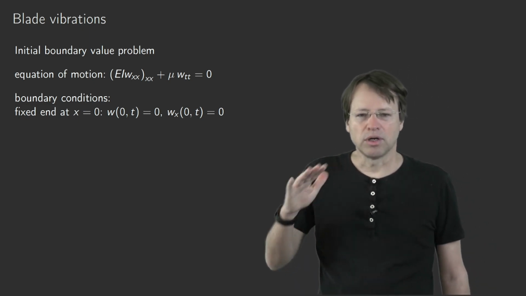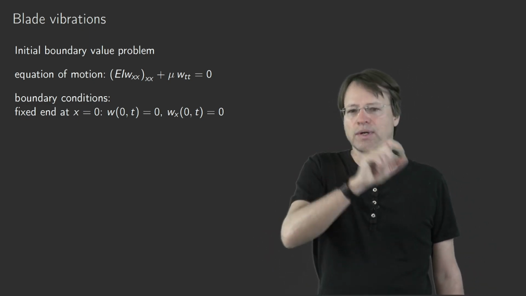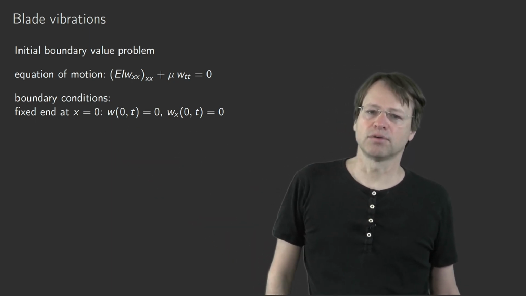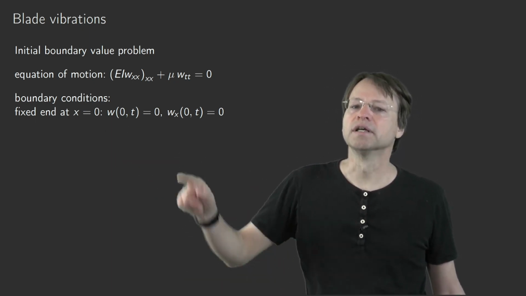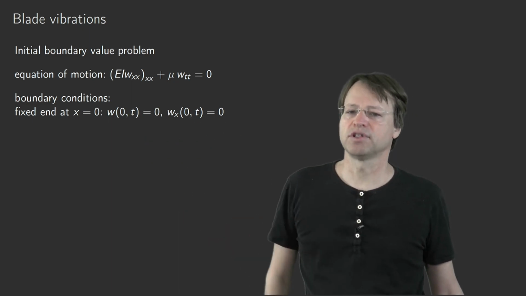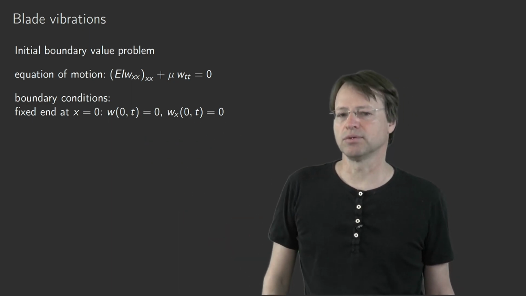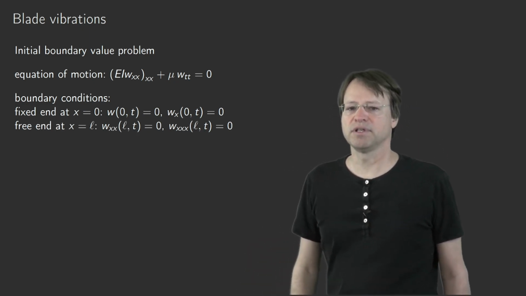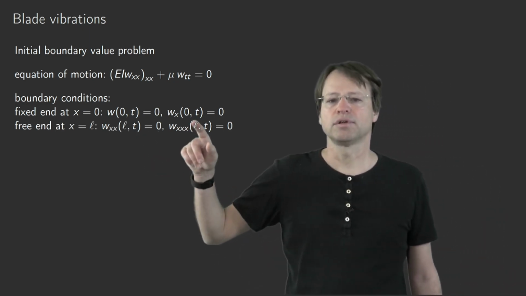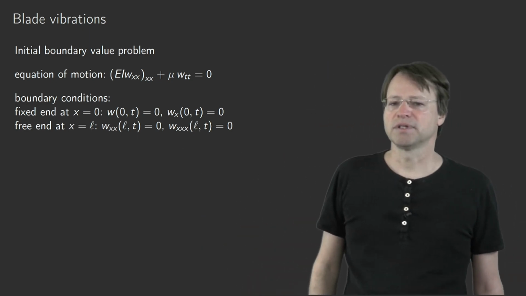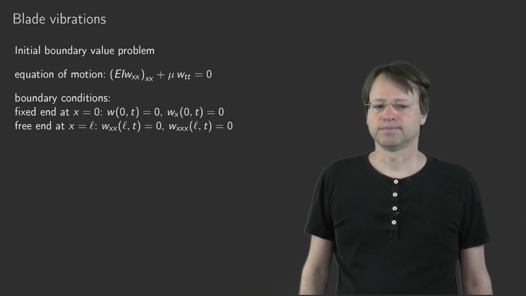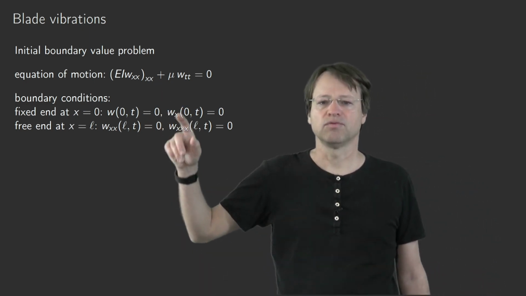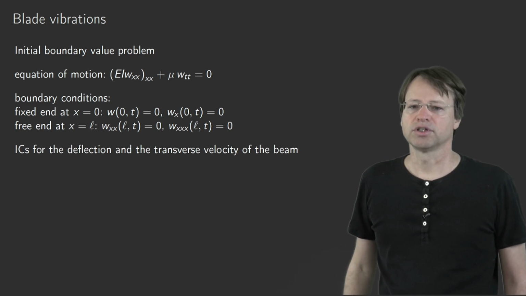The beam, the blade, is now a cantilever beam. So it has a fixed end at x equal to 0. We start with the x coordinate. So the displacement and the first derivative of the displacement should be 0 there. And it has on the other side a free end, as a cantilever beam, where the second and the third derivative of the displacement are equal to 0. So with this we would have the equation of motion and the boundary conditions.